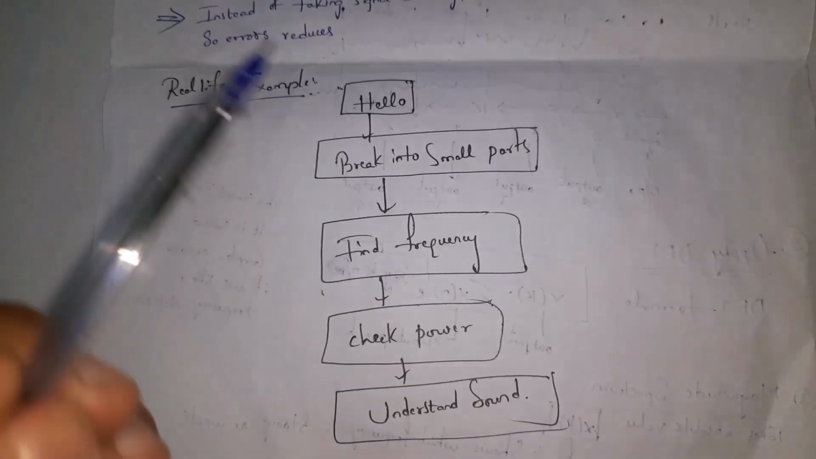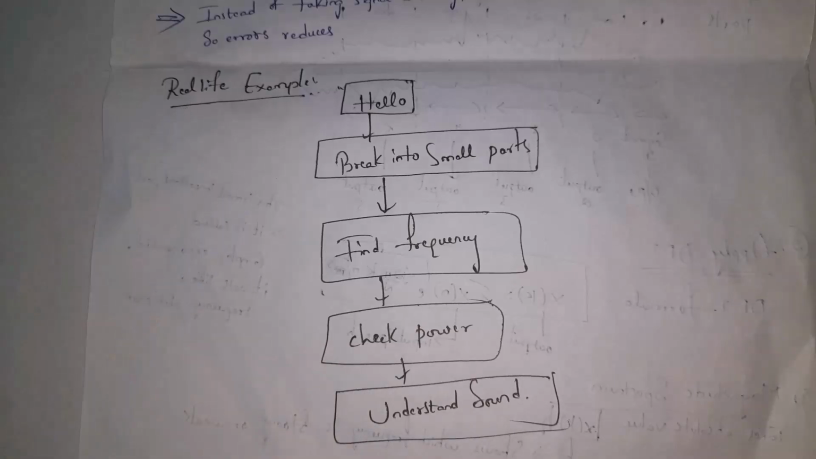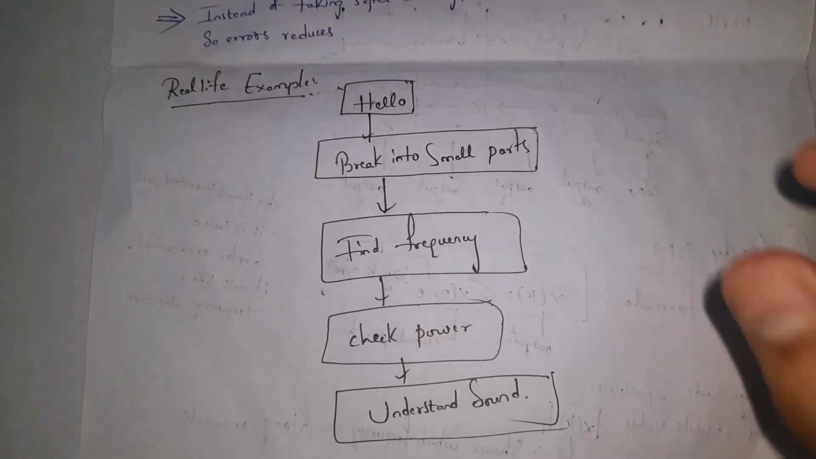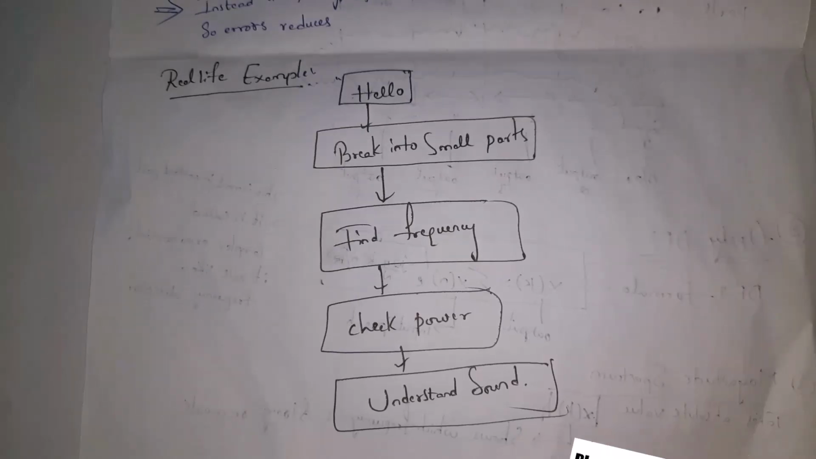This is a real life example of how the computer will understand our speech by using the discrete Fourier transform. Whenever we say "hello," at first our speech is broken into various parts. We call each part a segment, and this process is known as segmentation or windowing. After segmentation and windowing, the frequency for each part is calculated. And we can also check the power, that is whether that frequency contains high power or low power. If the sound is louder, there is high power. If the sound is low, then there is low power. And based on those frequencies, the computer will understand the sound.